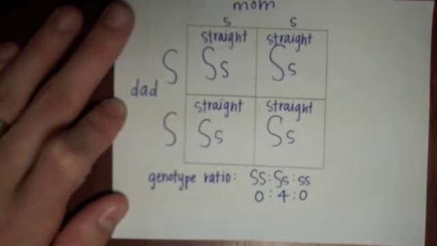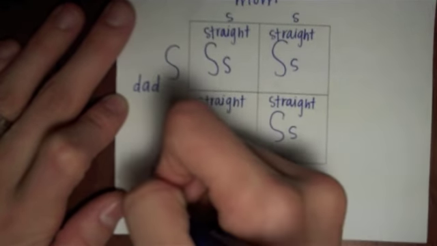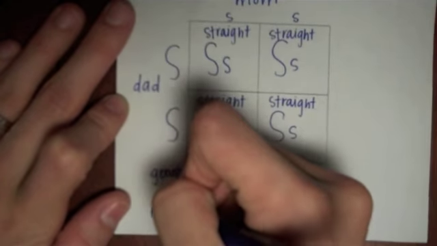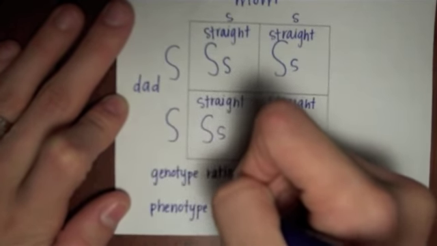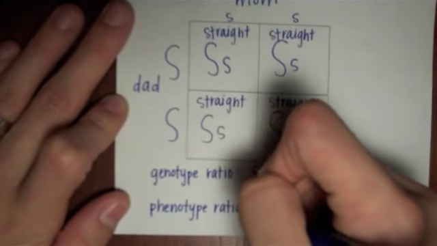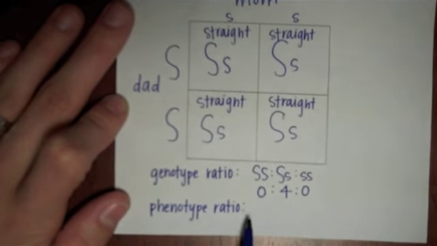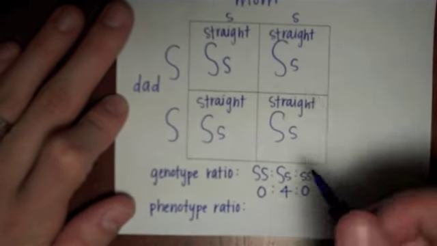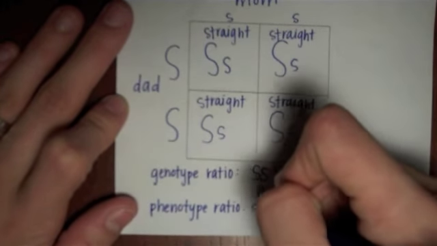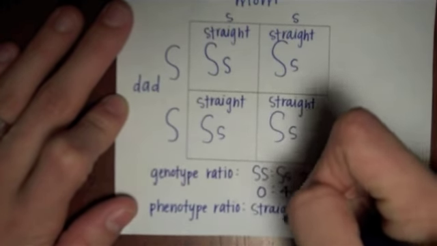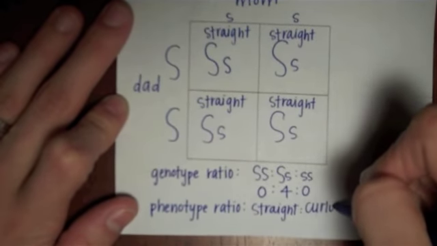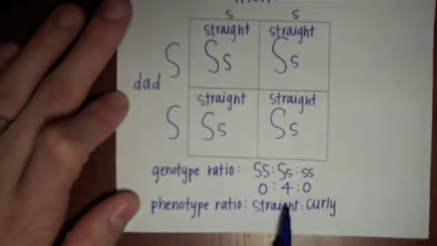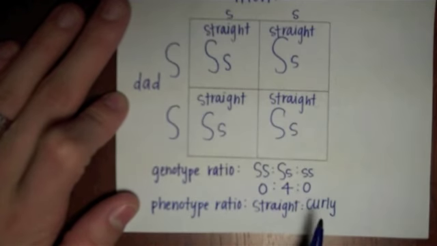The last thing we would need to do in a problem like this is write a phenotype ratio. And in a phenotype ratio, you're going to compare the traits. So here we have straight hair and curly hair. We're always going to put the dominant trait first and the recessive trait second.